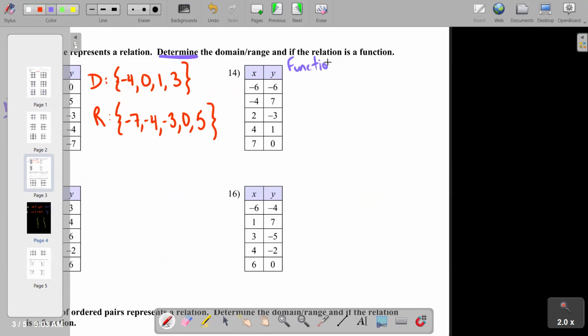There's other ways to communicate that. Doesn't matter. Just know that that's what we're saying for us, because yes, this one's a function. And so here we go. The domain is, what's the smallest member of my domain?